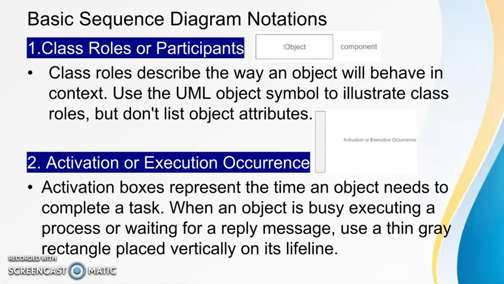Basic sequence diagram notations. These are some notations. Class roles or participants, subject or opponent. Class roles describe the way an object will behave in context. Use the UML object symbol to illustrate class roles, but don't list the object attributes. Second one is activation or execution occurrence. Activation boxes represent the time an object needs to complete a task, when an object is busy executing a process or waiting for a reply message. Use a thin gray rectangle placed vertically on its lifeline.